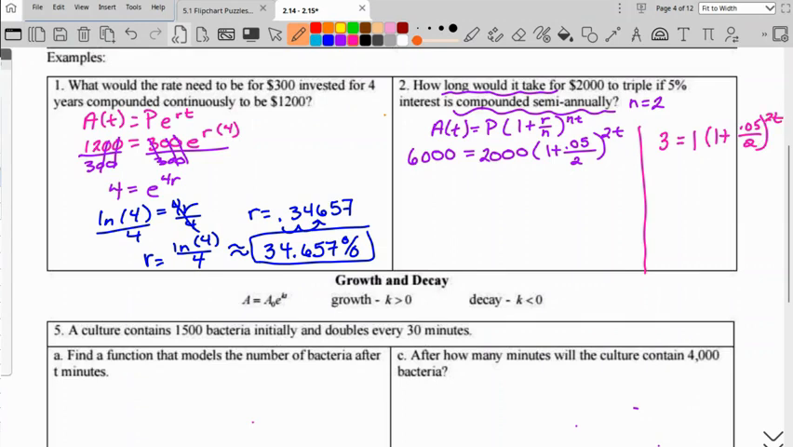In fact, that's the first thing we're going to get when we start solving it this way. When we divide both sides by 2,000, 2,000 over 2,000 cancels, zeros cancel, 6 divided by 2 is 3. And so we have 3 equals 1 times that, which is just 1 plus 0.05 over 2 to the 2t. So we end up with the same thing. You can start at that second step. If you remember, that's just doing it as percentages.